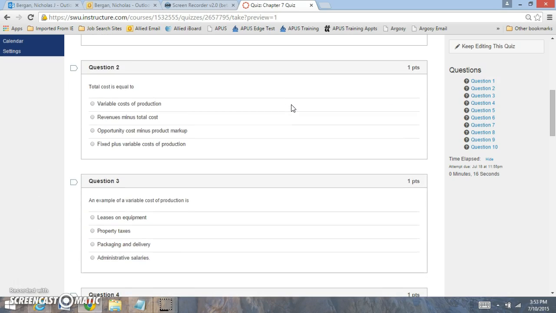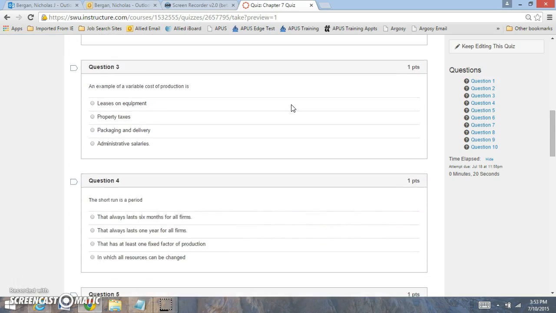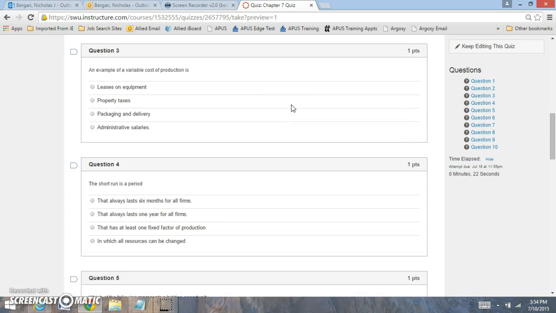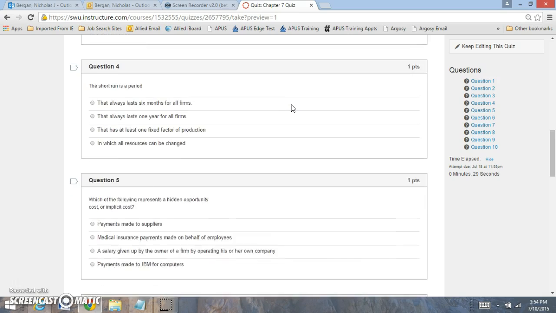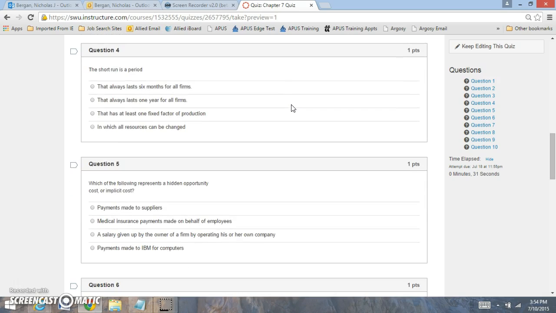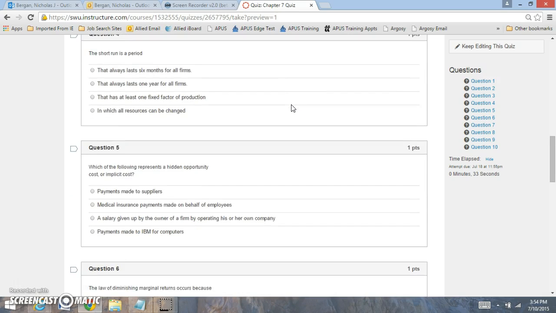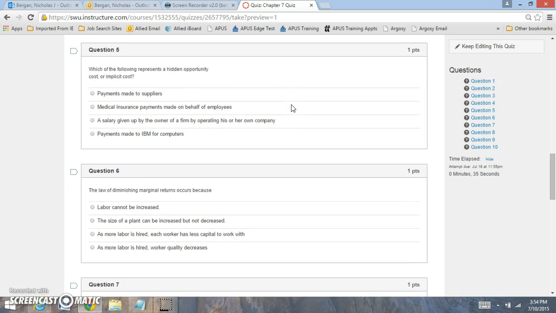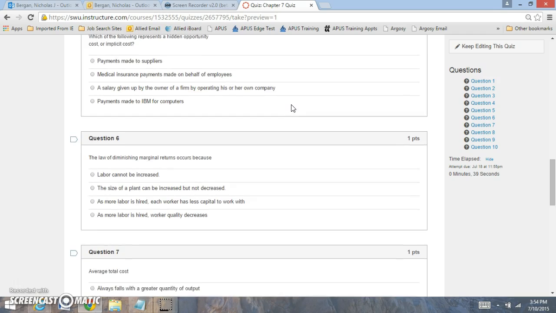Total cost equals fixed plus variable cost. A variable cost is something that depends on output. So the more we produce or the less we produce, output changes. Short run, there's at least one presence of a fixed cost. Implicit costs are opportunity costs, or things that we've had to give up to get.